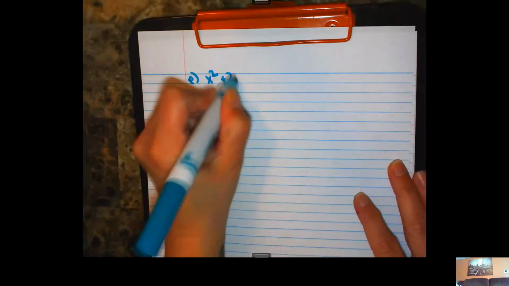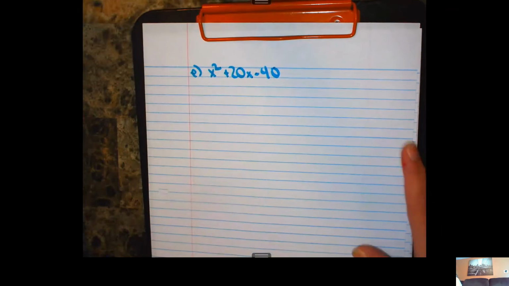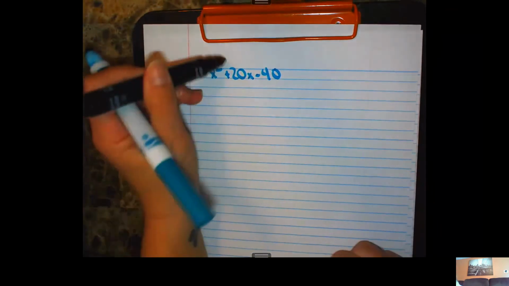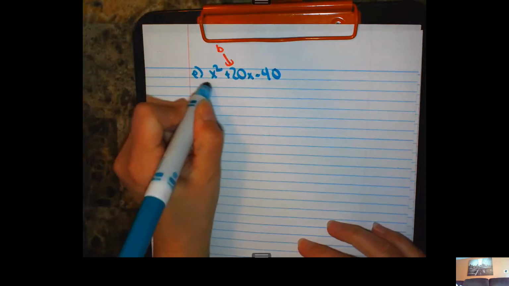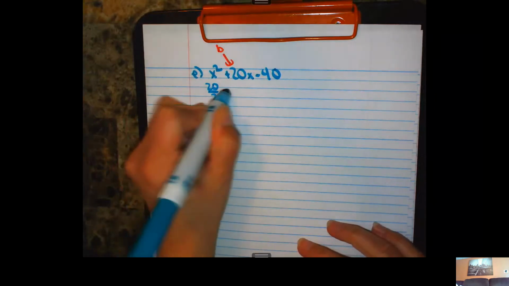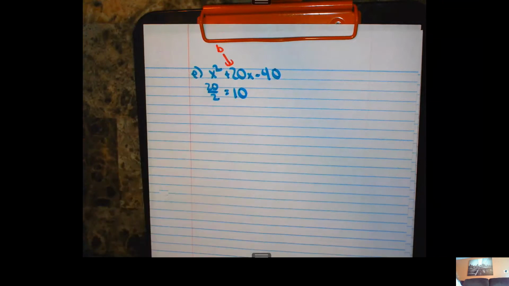So let me take this off. Example E. Can you write x squared plus 20x minus 40 in vertex form? So remember, step 1, you take half of b. Your b value is the number attached to the letter x. So we're going to take 20 and divide it by 2. 20 divided by 2 is 10. Step 2 is to square it.